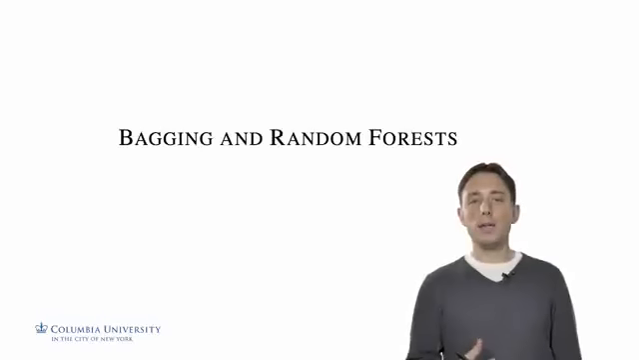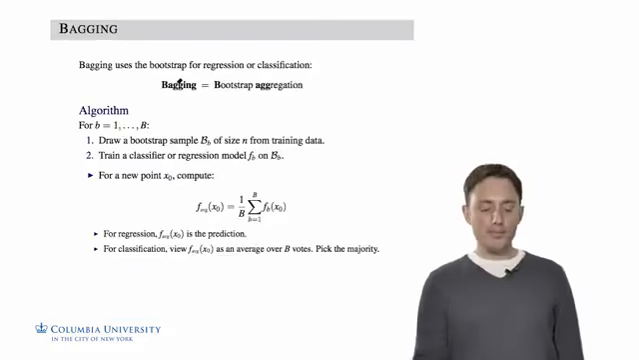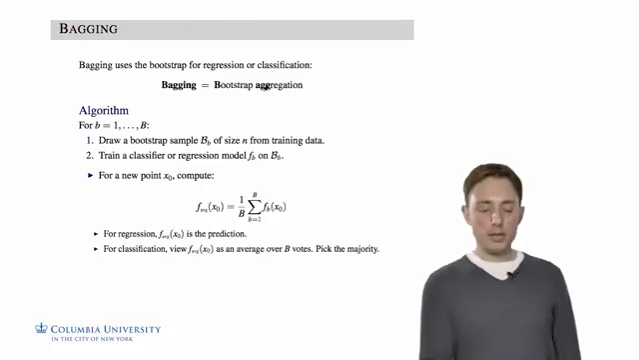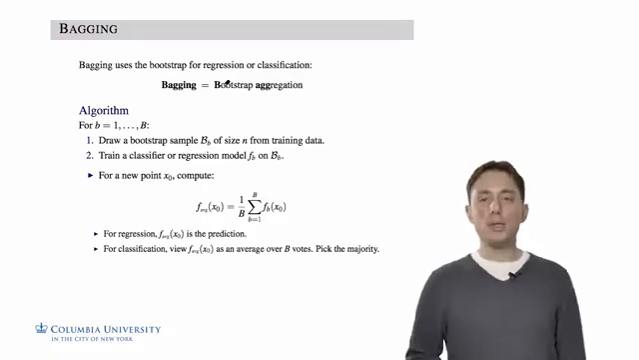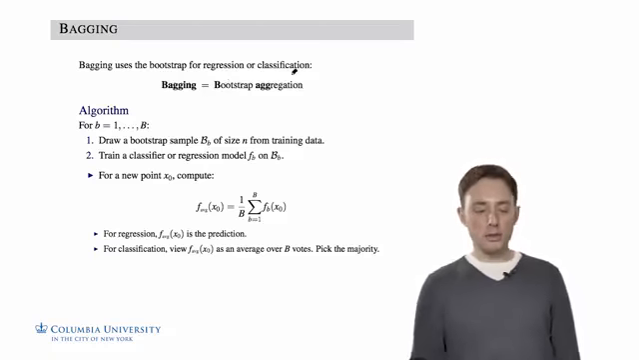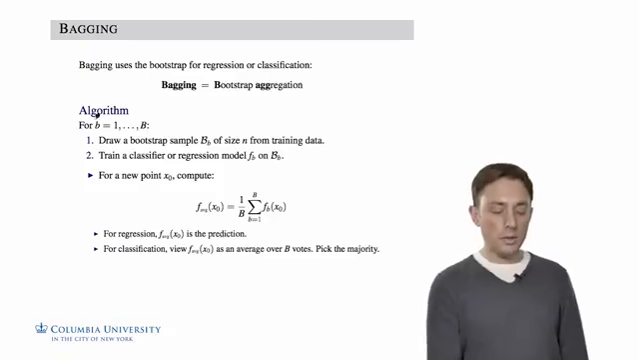Okay, so now let's look at using the Bootstrap for something called bagging and something called random forests. The term bagging comes from the full name, which is bootstrap aggregation. So we bootstrap the data set, we learn some model on each bootstrapped set, and then we aggregate the results to get one final prediction. That's called bagging.